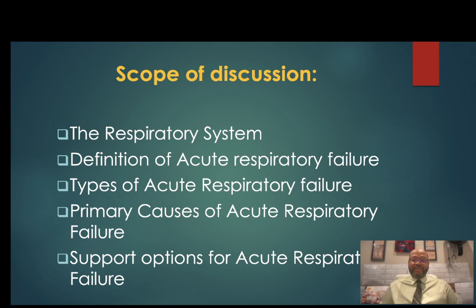The scope of my discussion: I'm going to be talking about the respiratory system, a little bit on the physiology, the definition of acute respiratory failure, types of acute respiratory failure, and primary causes, like I mentioned. The major part of the discussion is going to be your support options. While you're treating the primary process, you want to know what your support options are. In most treatments in the hospital, you're going to have the primary treatment and then the supportive management. So this again is the supportive management for acute respiratory failure.